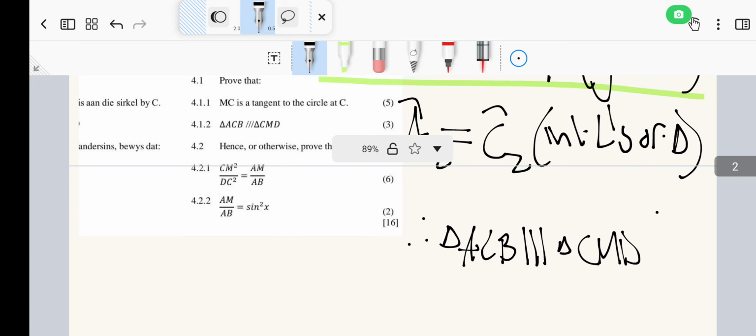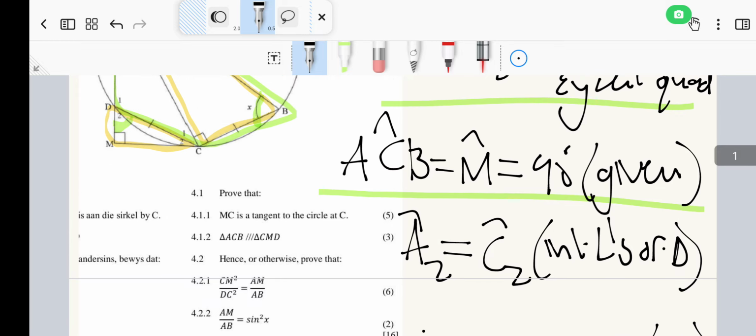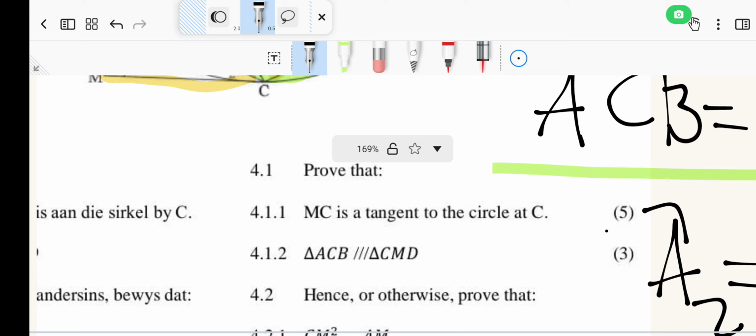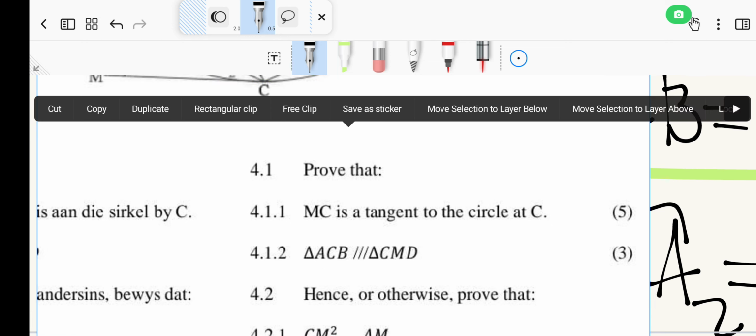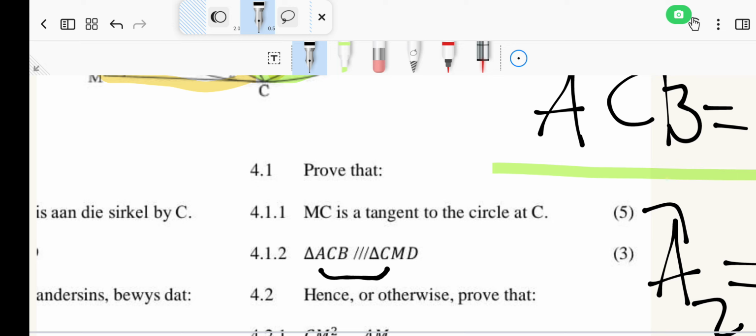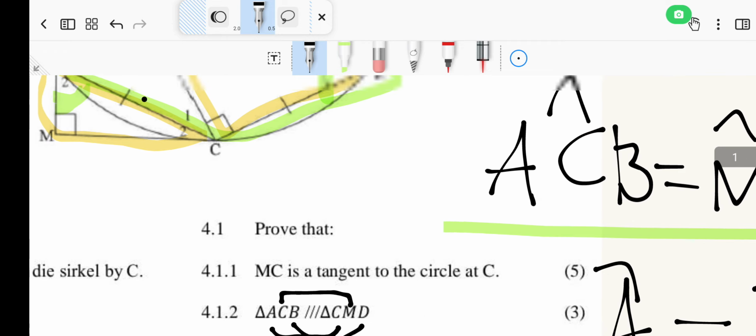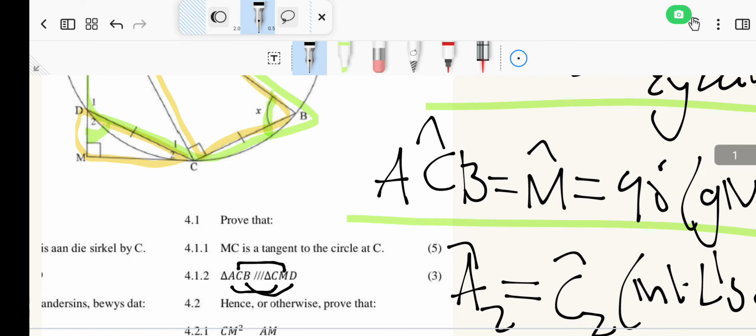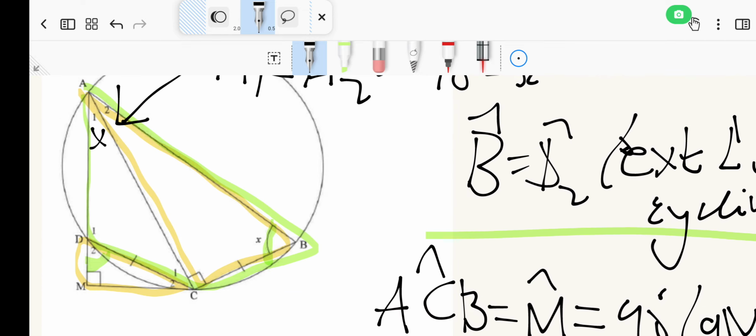And our reason for similarity is angle. If you got stuck with this question, approach it like this. When you look at the order of the letters, the order of the letters tells you which angles are going to be the same. So you need to somehow prove that A and C are the same, that C and M are the same, and B and D are the same. If you look at the picture, you need to prove that A and C are the same, but you don't have enough information, so maybe you can't do it.